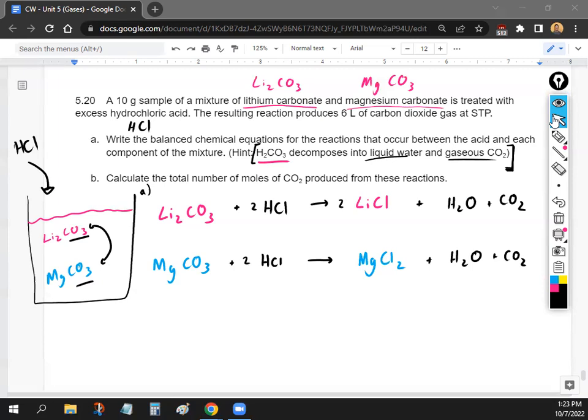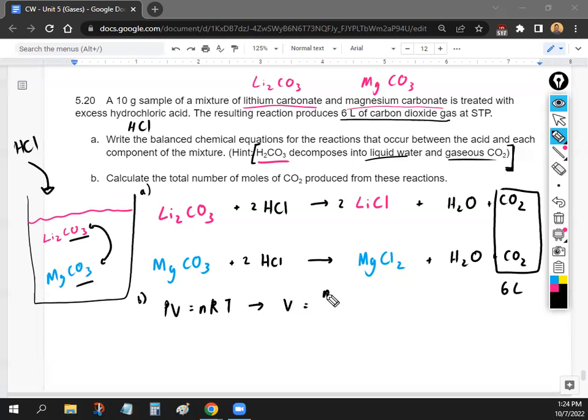Okay, from there, it's very simple to calculate the total number of CO2, right? There are actually multiple ways that you can do this. You can do stoichiometry if you'd like, but actually you don't need to do stoichiometry at all because you have 6 liters of carbon dioxide gas. It tells you the product. So the amount of CO2 that you make is going to be 6 liters. From there, it's a very simple calculation with the ideal gas law, PV equals nRT. You can rearrange this for volume, and RT divided by pressure. It tells you that it's at STP, so you have most of the info that you already need.